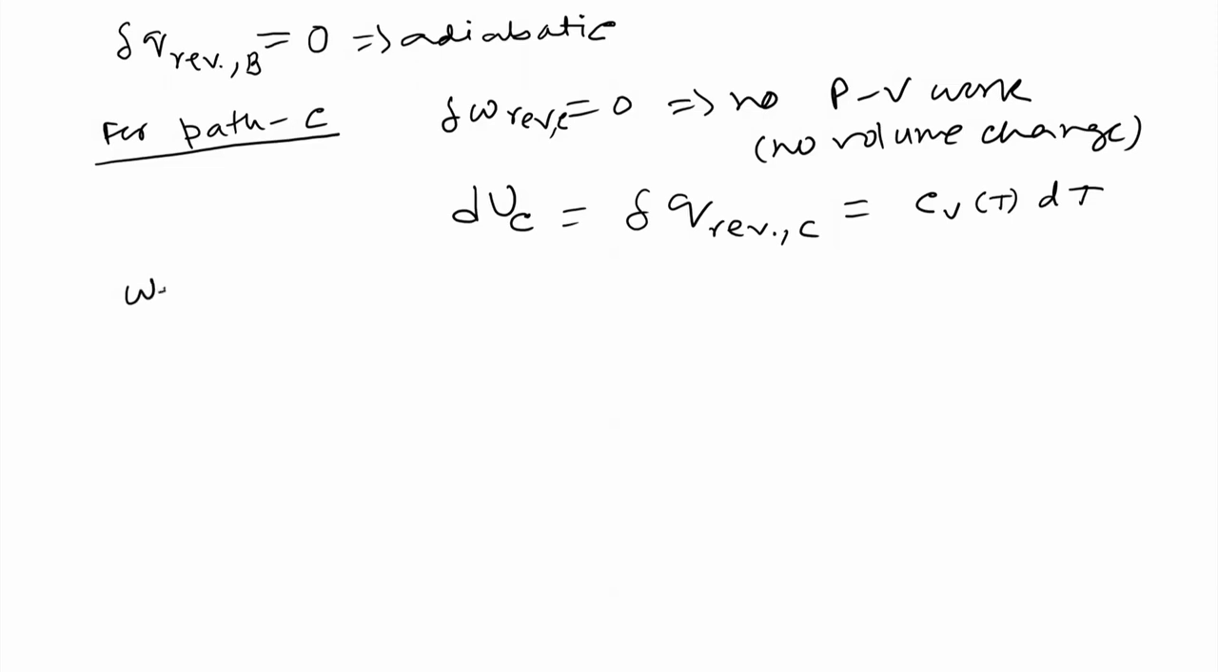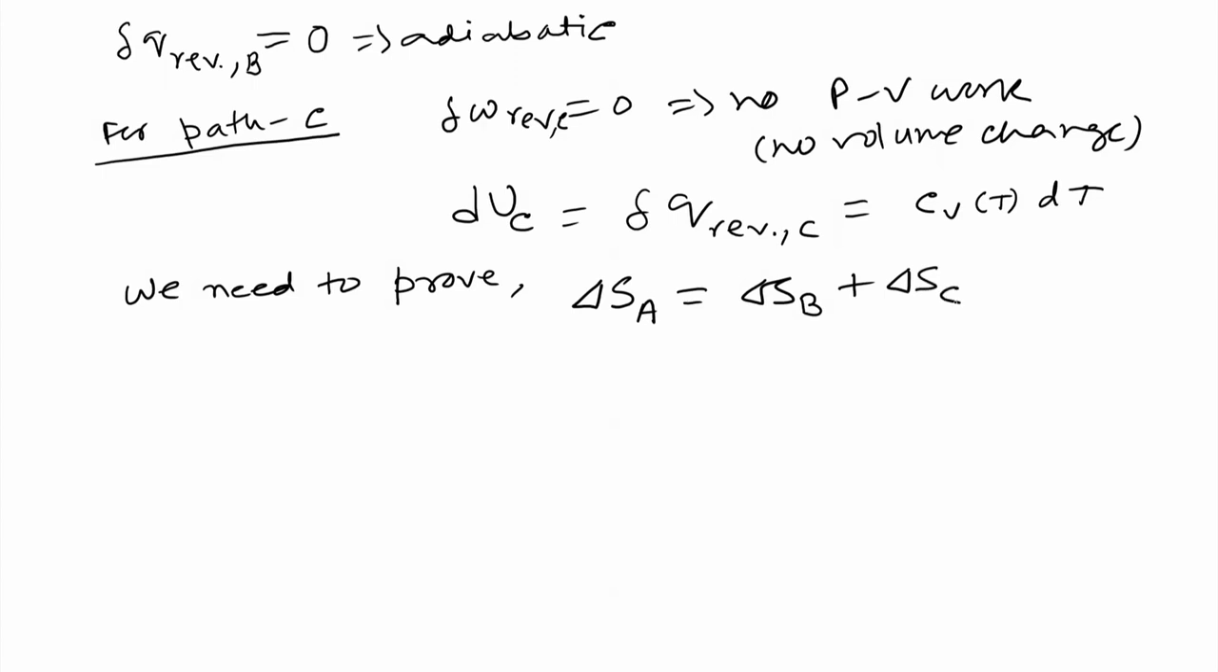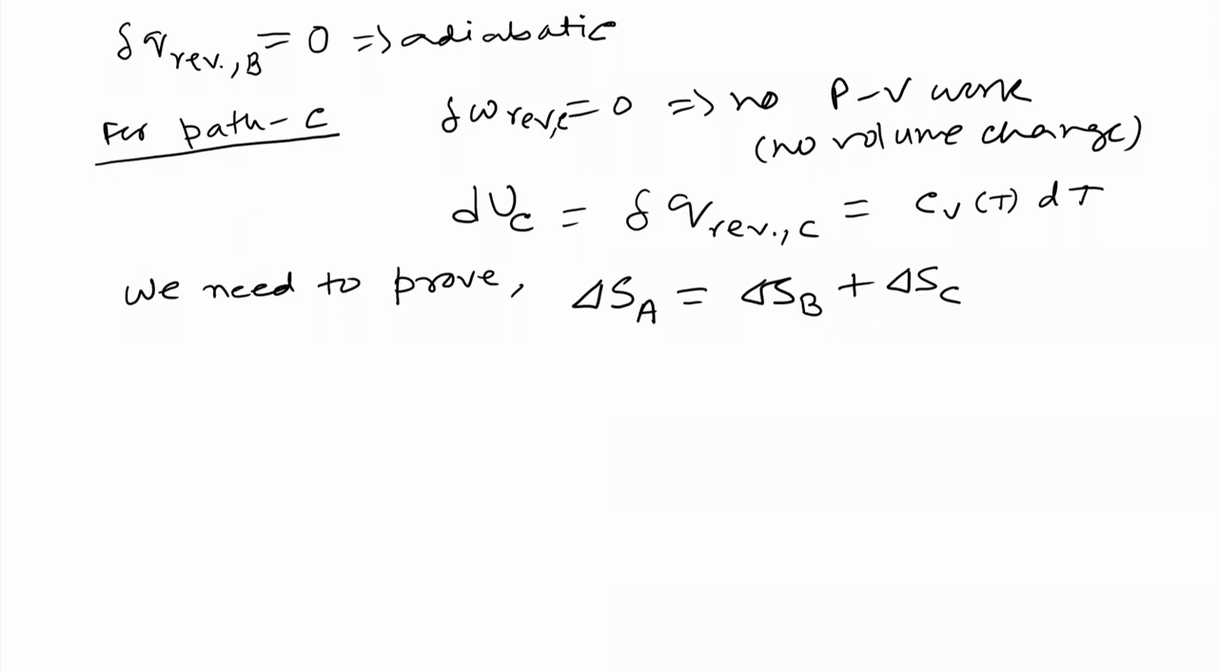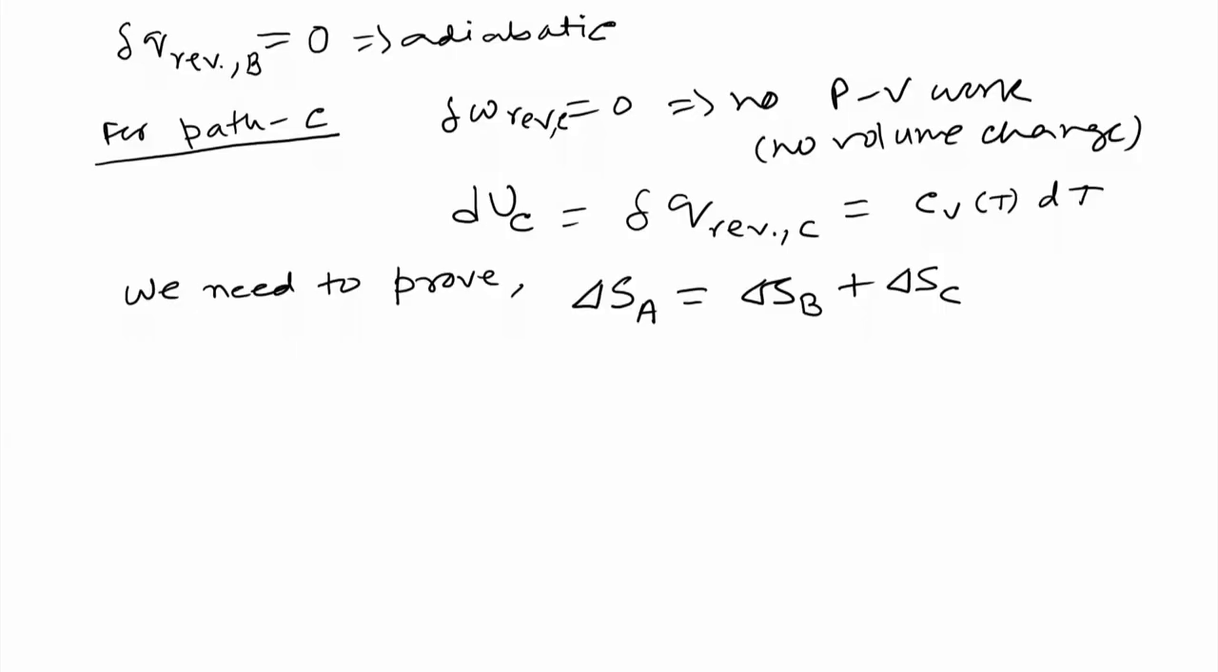What we need to prove? We need to prove delta S for path A. We need to prove S is a state function. In order to have a state function, you need to prove that the entropy change for path A has to be equal to the entropy change for path B plus entropy change for path C, because entropy is a state function, it is not a path function. Since the initial state and the final states are fixed, entropy change for path A has to be equal to entropy change of path B plus entropy change of path C.